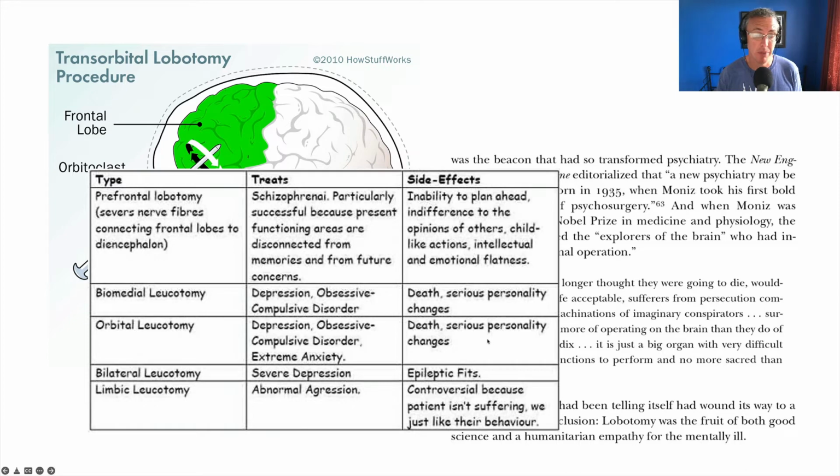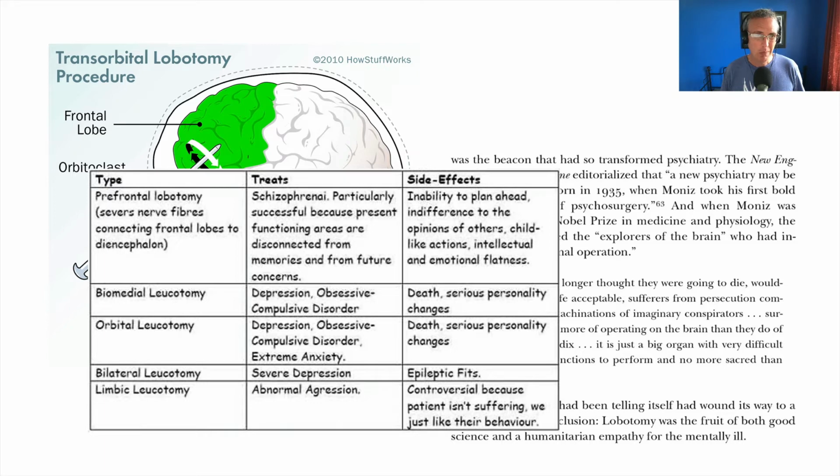That's why we, by the way, have serious personality issues here. But yeah, this is what we get. Inability to plan ahead. They don't worry about the future. Indifference to the opinions of others. They don't care what anybody thinks about anything. Childlike actions. Intellectual and emotional flatness. They're not interested in anything. They don't find anything funny or sad or whatever. They're flat. They're very flat.